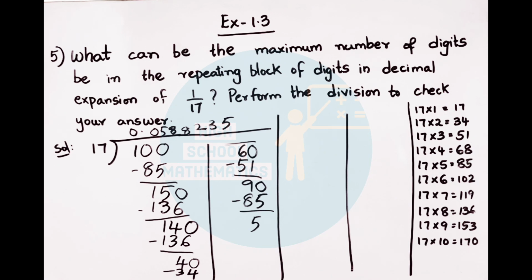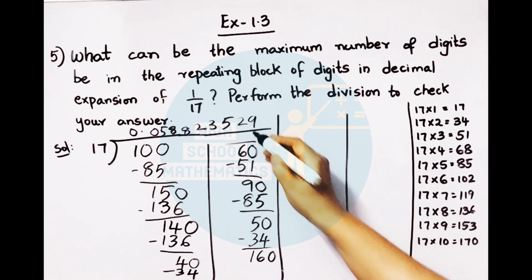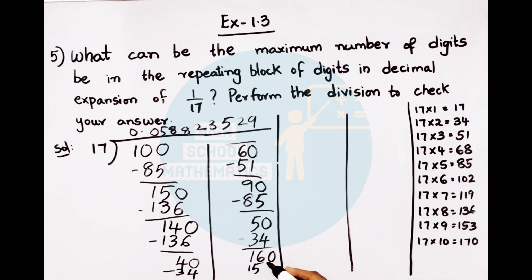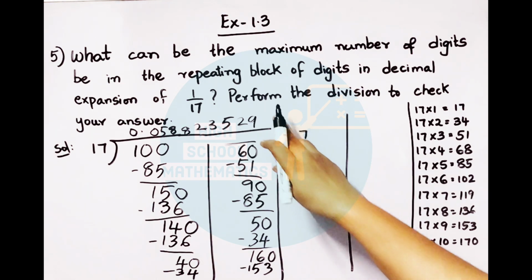5 is less than 17. Add a 0. Now the number is 50. 17 times 2 is 34. 50 minus 34, remainder is 16. 16 is less than 17. Add a 0 here. Now the number is 160. 17 times 9 is 153. 160 minus 153, remainder is 7.